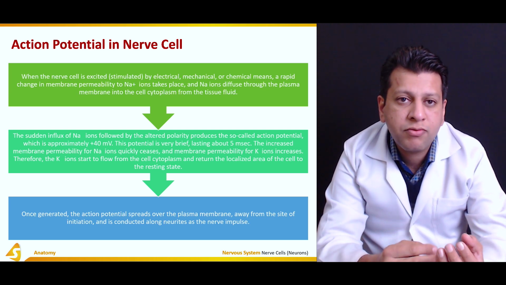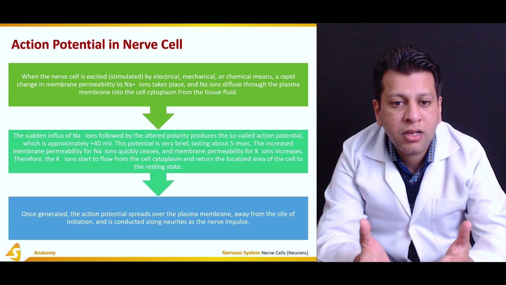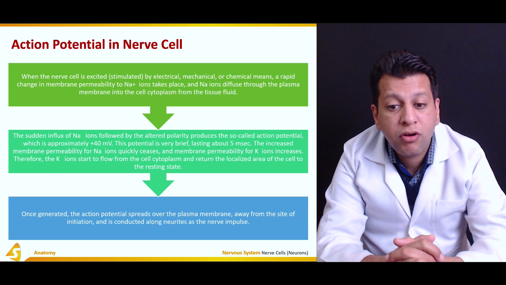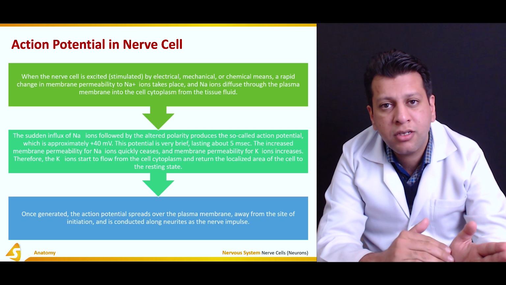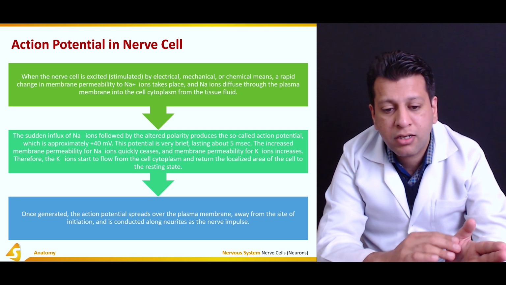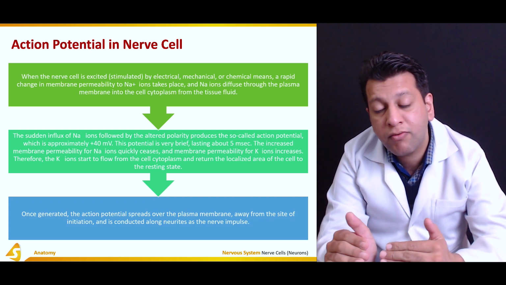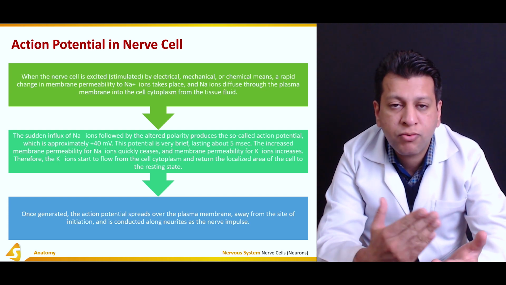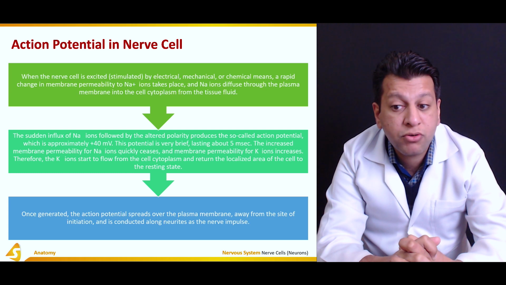But in the case of synapses, for example, when there is a release of acetylcholine, that is where the action potential starts by chemical means. The sudden influx of sodium ions, followed by the altered polarity, produces the so-called action potential, which is approximately plus 40 millivolt. Once it was minus 80 at the resting stage, suddenly the gates opened for the sodium channels. Sodium flowed in, and there was so much sodium influx that the potential across the plasma membrane went from minus 80 to plus 40. This potential is very brief, lasting about 5 microseconds.